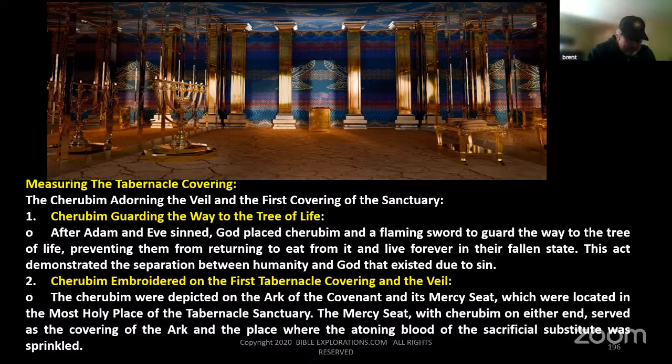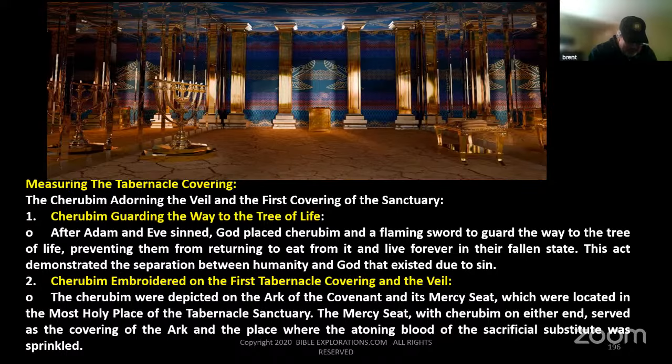The cherubim adorning the veil and the first covering in the sanctuary. Cherubim guarding the way to the tree of life. After Adam and Eve sinned, God placed cherubim and a flaming sword to guard the way to the tree of life, preventing them from returning to eat from it and live forever in their fallen state. This act demonstrated the separation between humanity and God that existed due to sin.